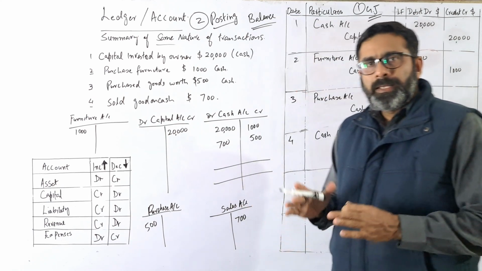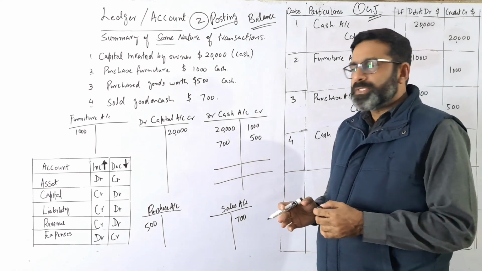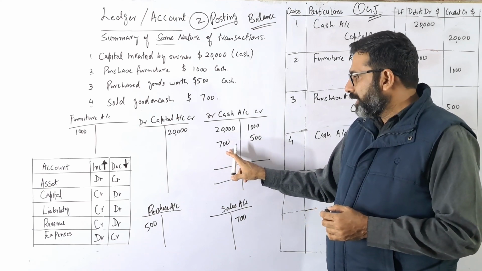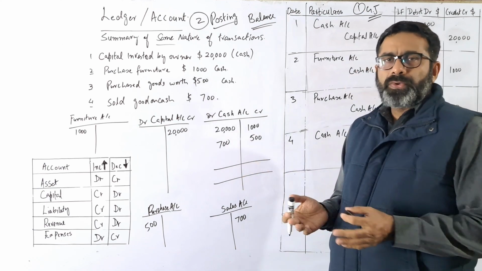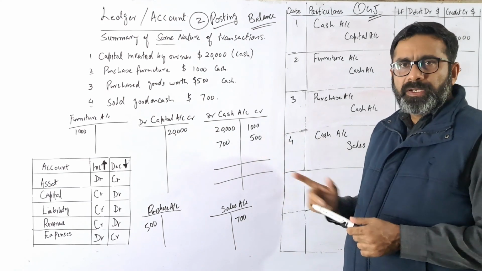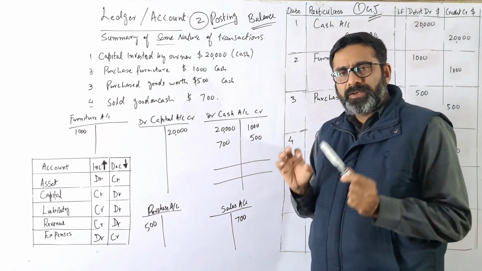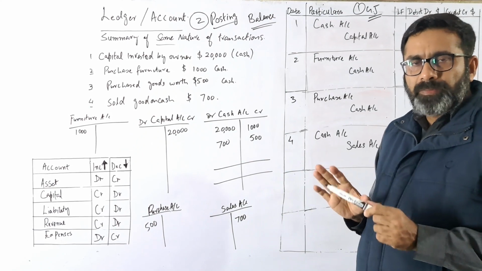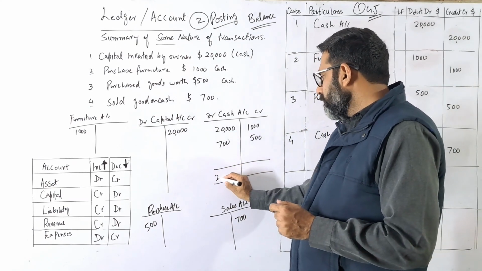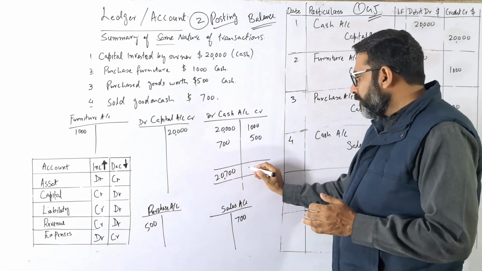just look at the debit side and the credit side. If you see, we have 20,000 and 700, so this is 20,700 on the debit side, and then 1,500 on the credit side. First we have to look at which side is heavier. Heavier means the side on which more amount is there. So obviously that is 20,700 on the debit side. So this amount we will write on both sides.